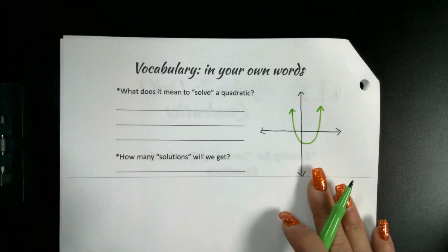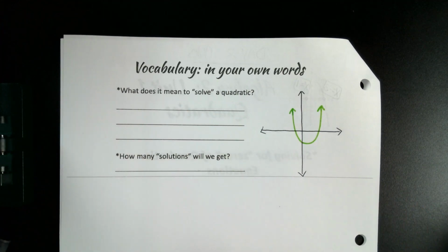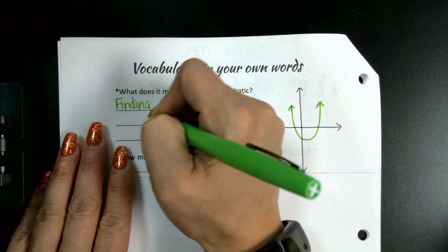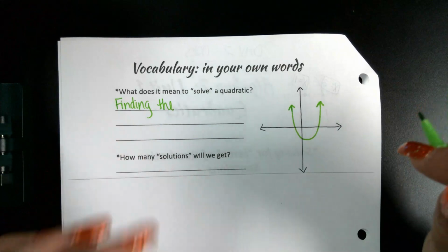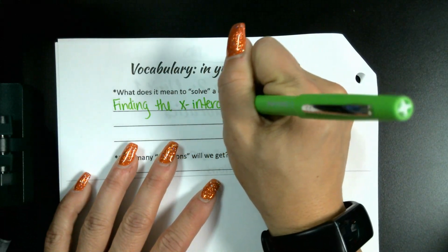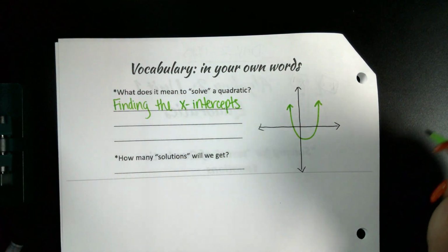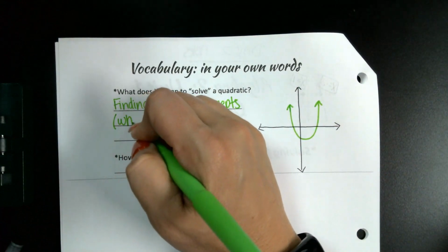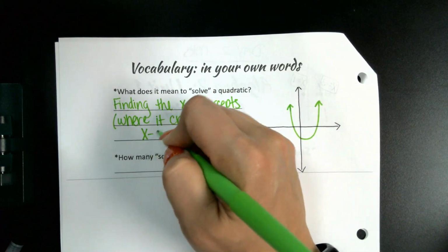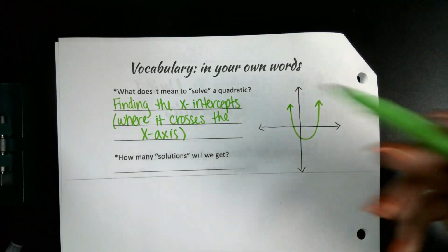So the question over here says, what does it mean to solve a quadratic? I already told you, when we are solving quadratics, what are we solving for? We're solving for x, which represents what? Finding the x-intercepts. You're solving for where it crosses the x-axis. Those are called x-intercepts. Okay, so I just wrote, we are finding the x-intercepts, and that means we're finding where it would cross the x-axis.